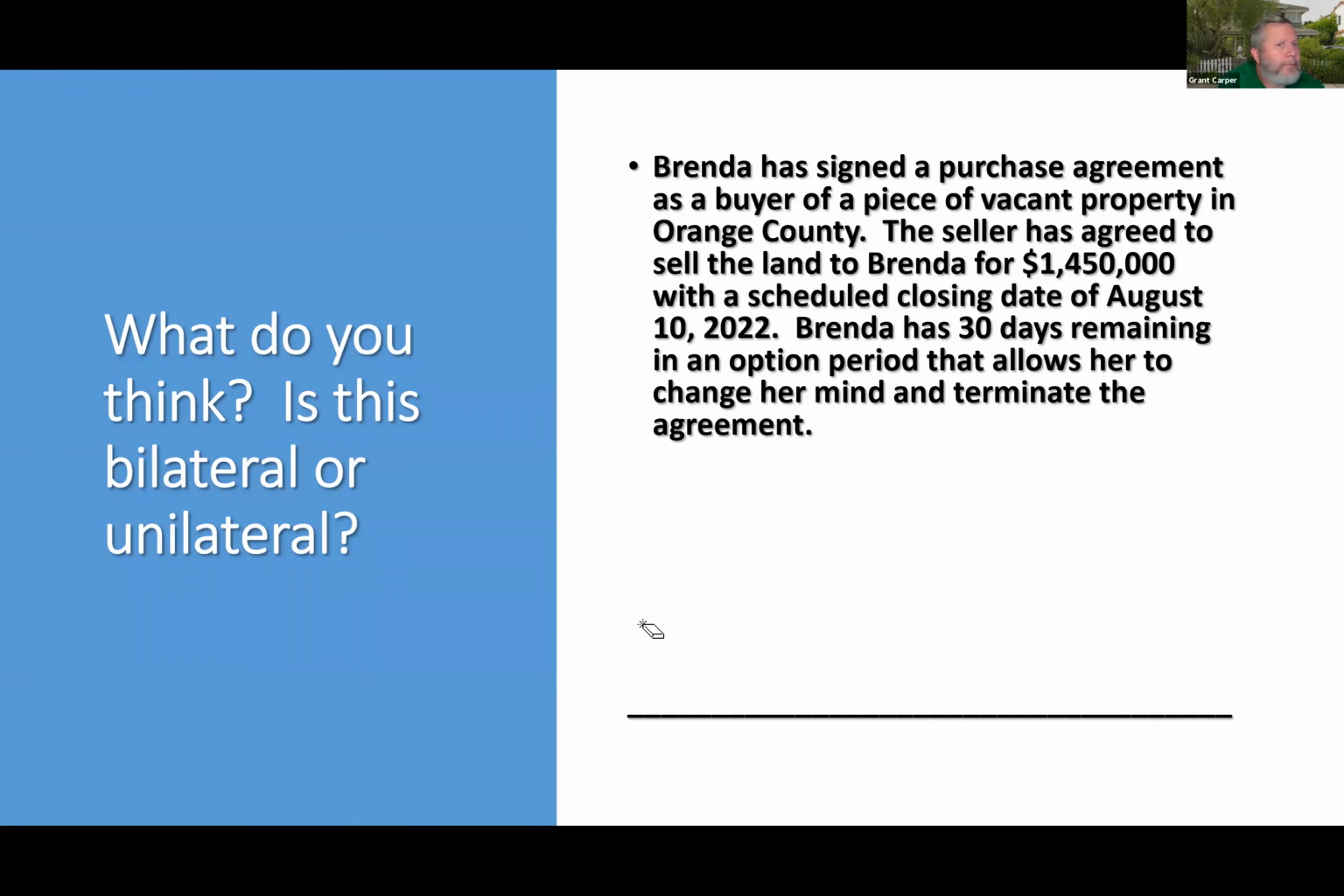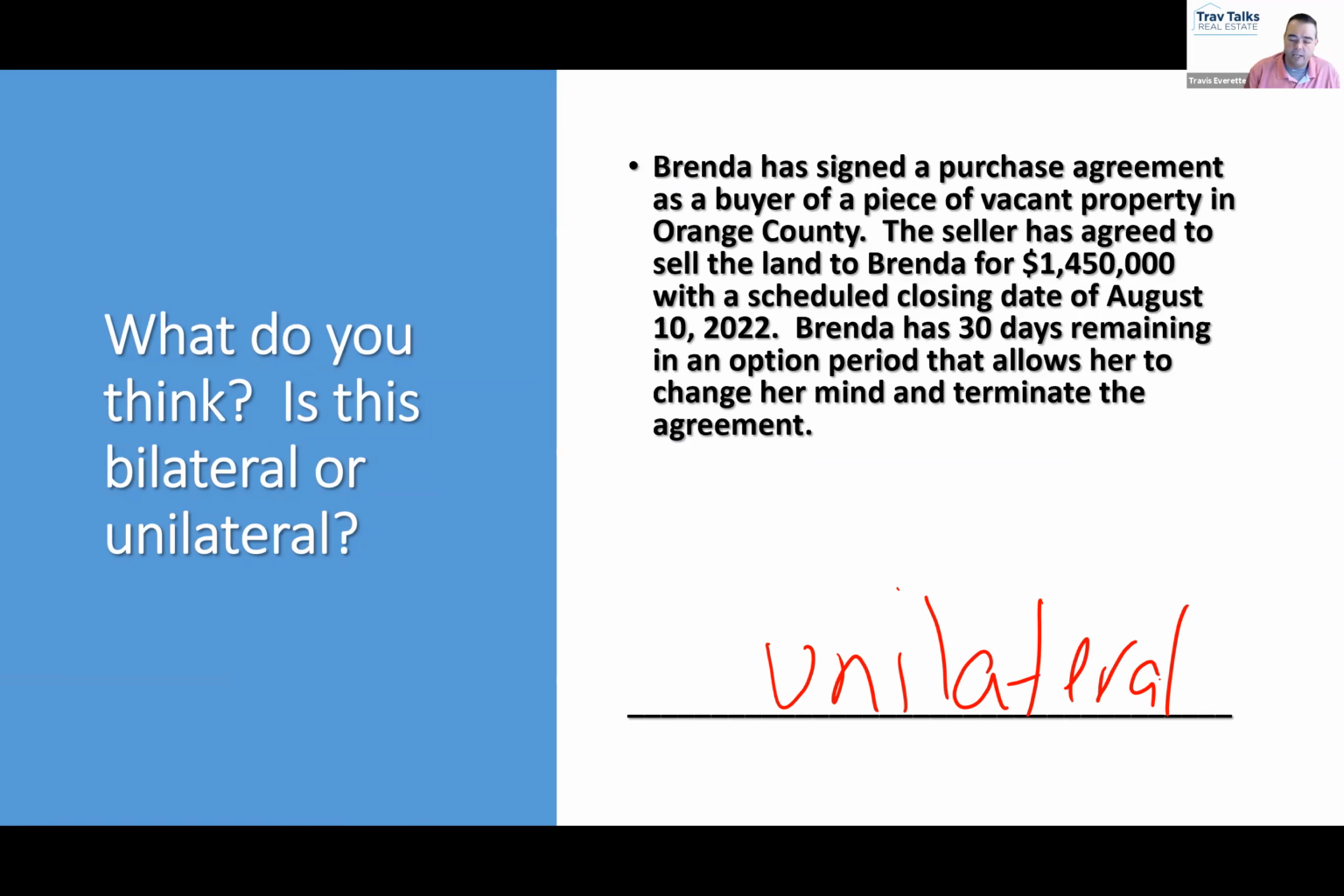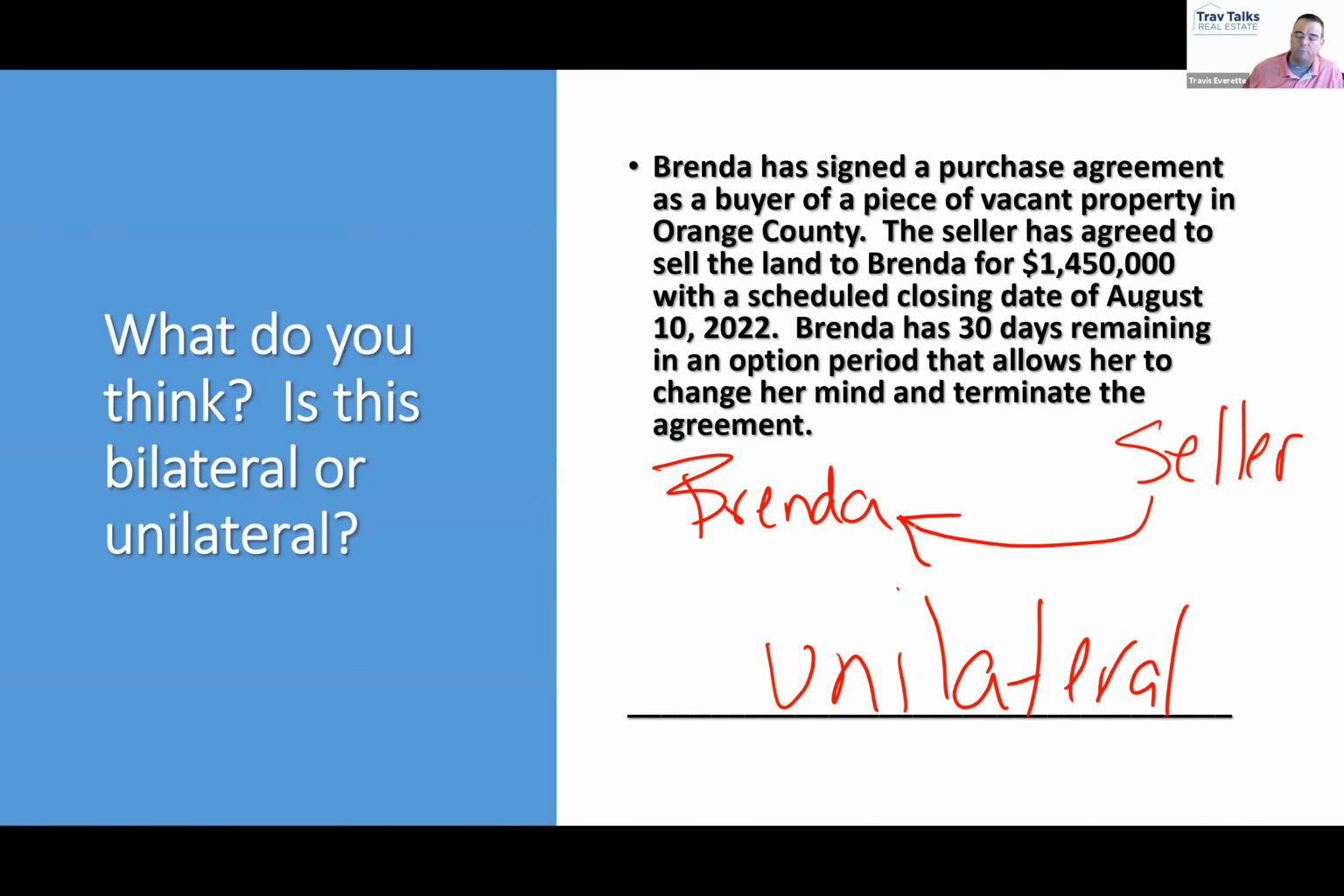Unilateral. This agreement right here is unilateral. And I love it when you get that right. Here's the thing. You got Brenda on one side, and you got the seller on the other side. They don't give us a name for the seller. The seller has agreed to sell. Does everybody agree that the seller has promised? And it sounds a lot like Brenda has agreed to buy, because it says Brenda has signed a purchase agreement. Okay, here's her promise. The seller has agreed to sell the property for $1.4 million with a scheduled closing of August 10th.